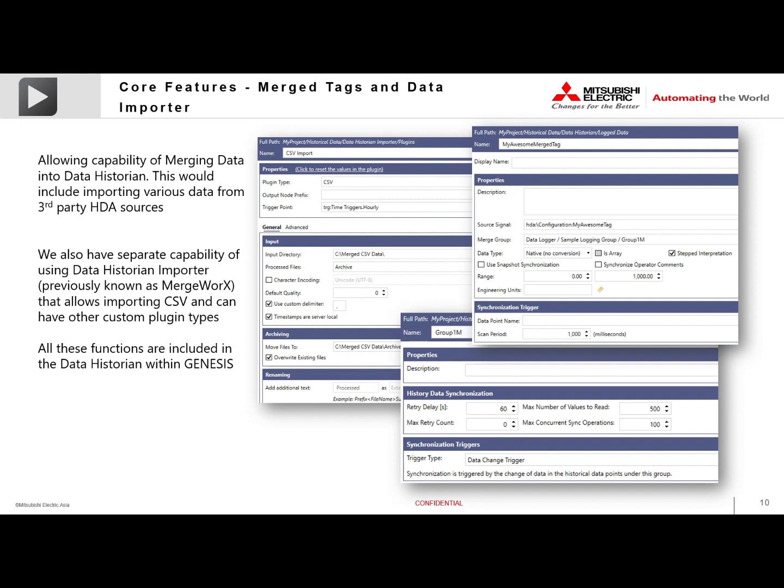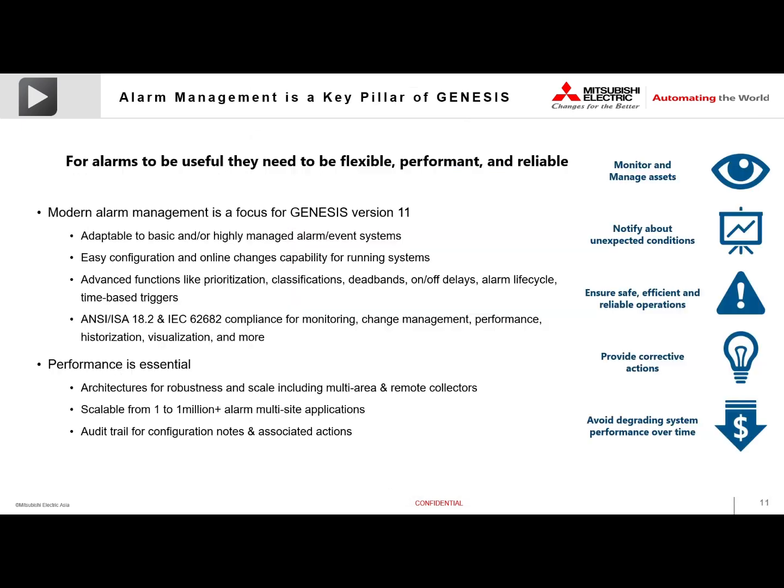We used to call this merge works, but now we call it data importer. Data historian has an importer function where we can import CSV files and merge tags from one historian to another historian, and that is also possible in this data importer.